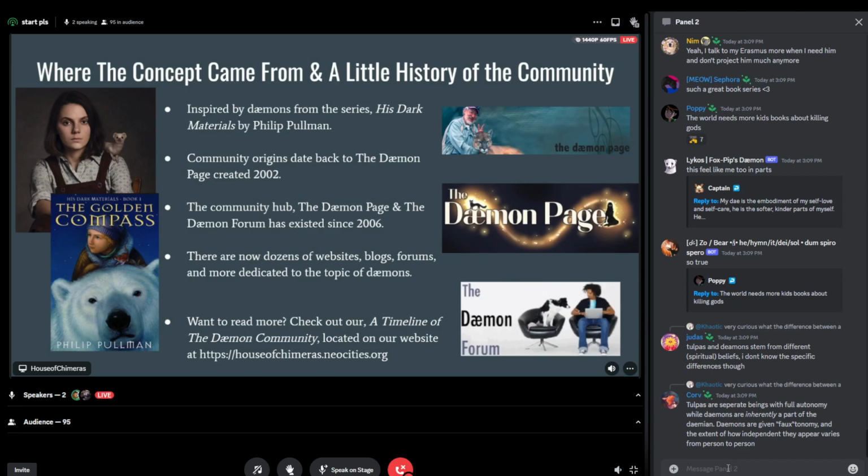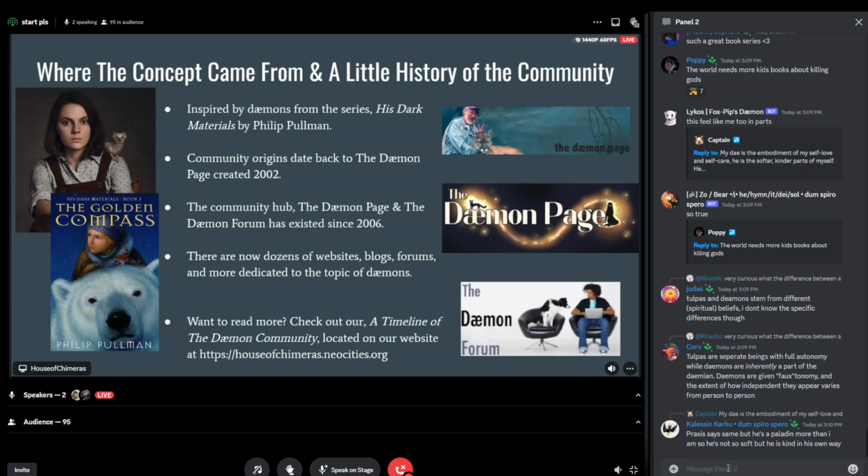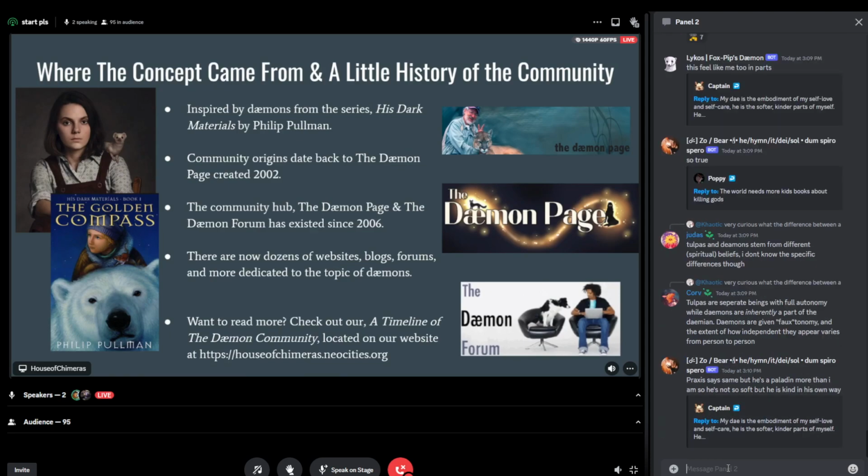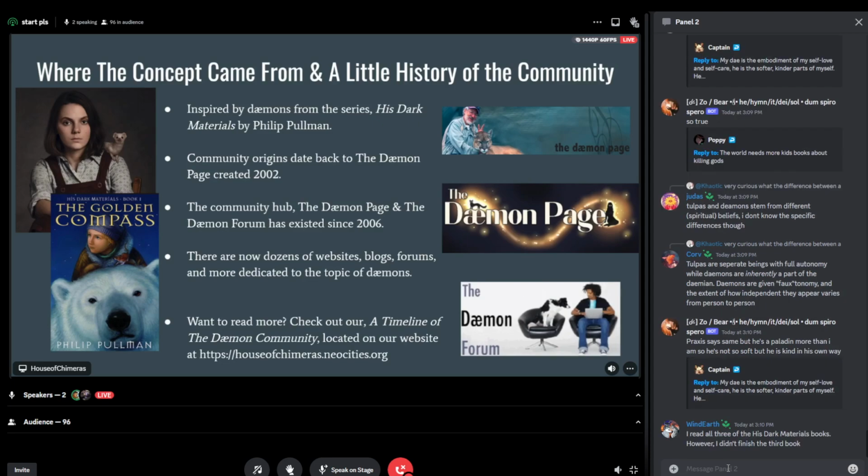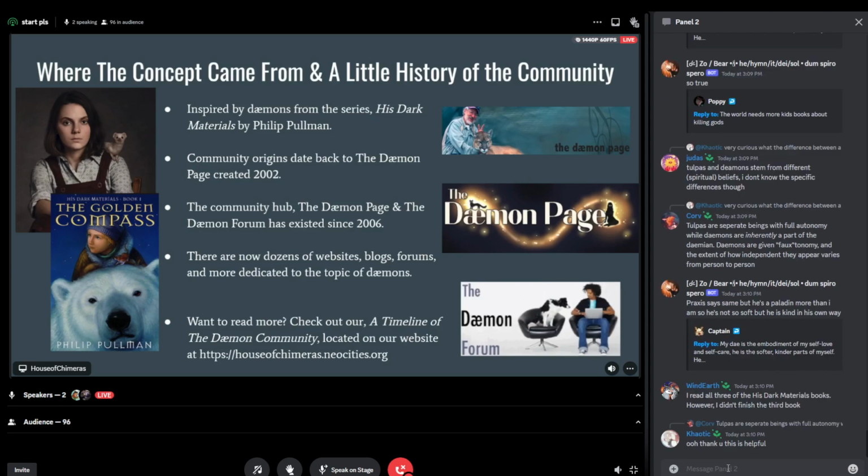But after that, the community would get a large step forward with the creation of the Dæmon Page and the Dæmon Forum as they exist today, both of which date back to 2006. Since their creation, the Dæmon Page and the Dæmon Forum have existed as a sort of community hub. Various other dæmon-focused websites, forums, blogs, and more have existed over the years since then. Several versions of the Dæmon Forum have even been created for non-English speakers.